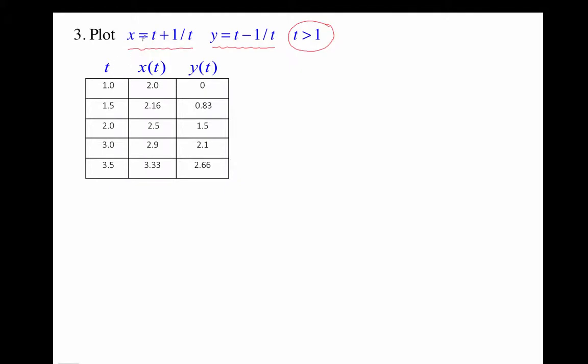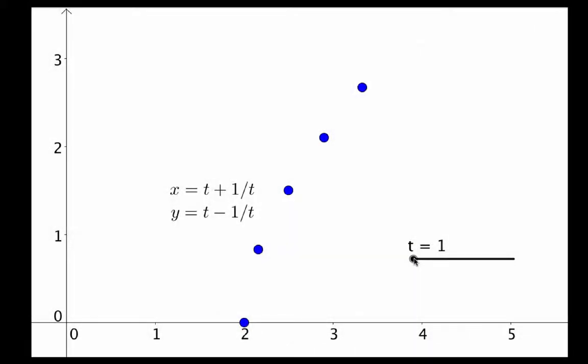When t is 1, then obviously x is 2, y is 1 minus 1, which is 0. And here t is allowed to take values 1.5, 2, 3, 3.5. When plotted out, these give the blue dots that you see. And now let me increase the value of t from 1 upwards. So you can see that I'm increasing t, and this is plotting out a curve that looks like half a hyperbola.